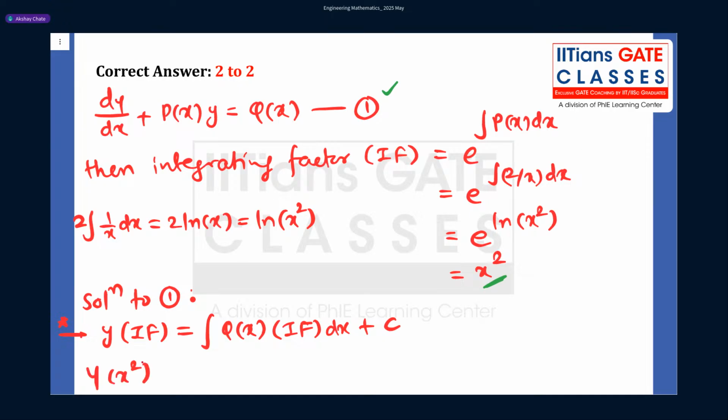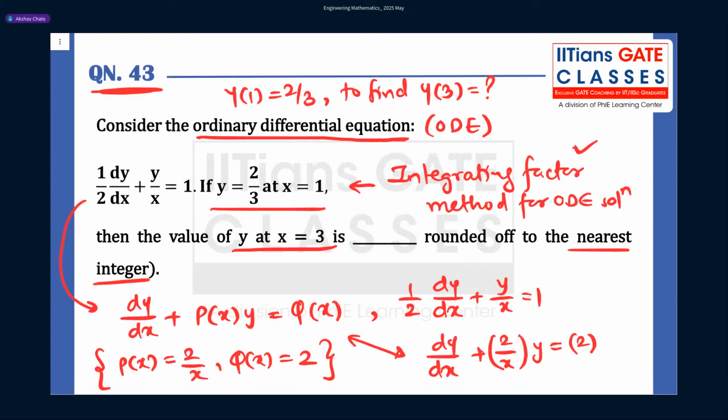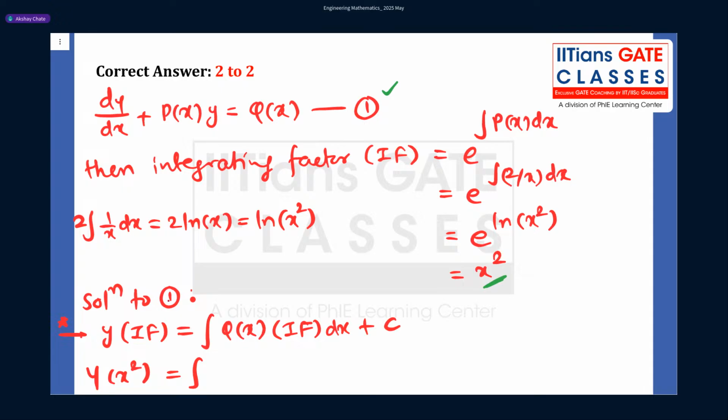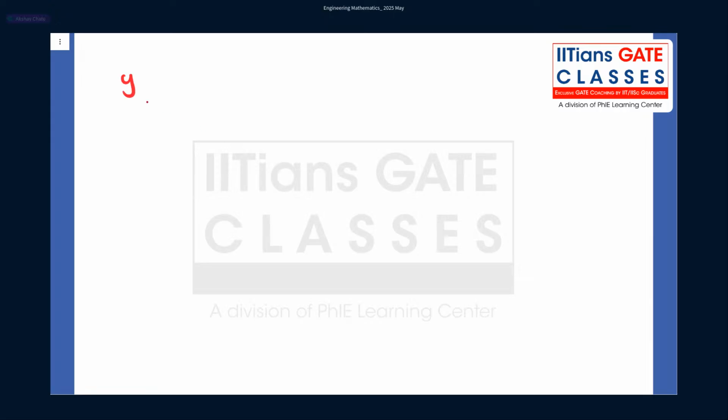So y into x square, because the integrating factor is x square. Now the q of x was 2 in this question, so it is 2 into x square dx plus c, right? So this is nothing but x square y equal to, x square integration is x cube by 3, so you have 2 by 3 x cube plus c, right? I can divide both sides by x square, right? So then what I get? y equal to 2 by 3 x plus c by x square, right?